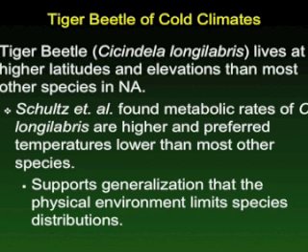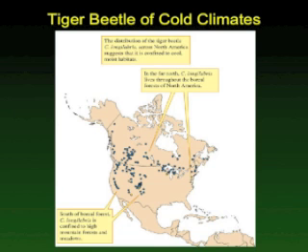The distribution of the tiger beetle gives us a good example of a physiological characteristic that allows this beetle to live at cooler temperatures, and therefore up in the mountainous environment where other beetles aren't able to do as well, and so it gets a competitive advantage by being able to live in this particular habitat. It shows how the physical environment limits the species distribution, but we also see how the enhanced metabolic rate of this particular species gives it an advantage in being able to live in an area where other beetles aren't able to survive.